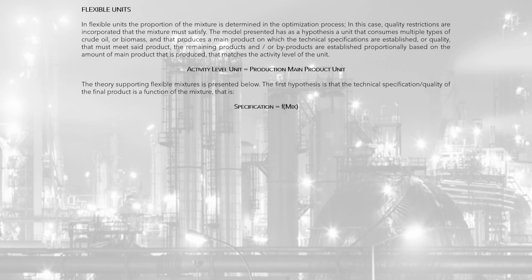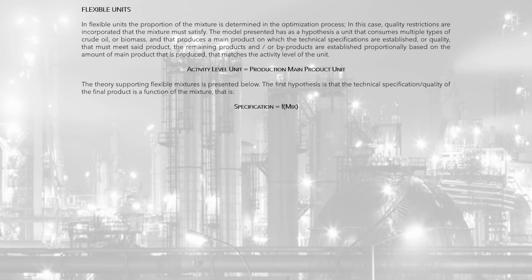Flexible units. In flexible units, the proportion of the mixture is determined in the optimization process. In this case, quality restrictions are incorporated that the mixture must satisfy. The model presented has as a hypothesis a unit that consumes multiple types of crude oil, or biomass, and that produces a main product, on which the technical specifications, or quality, are established, that must be met by said product.